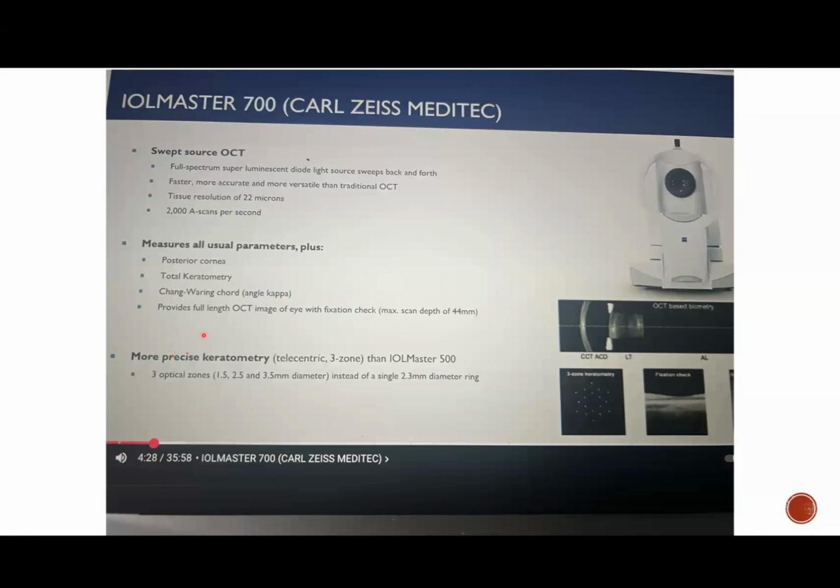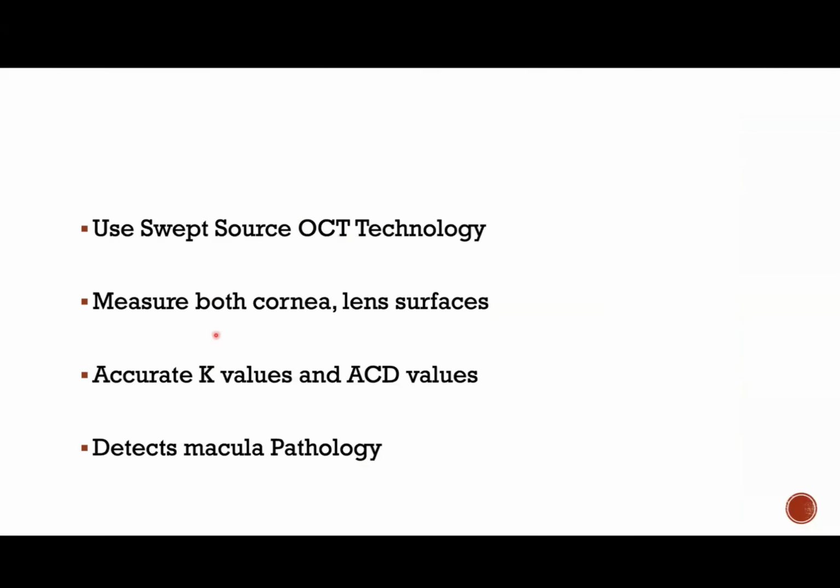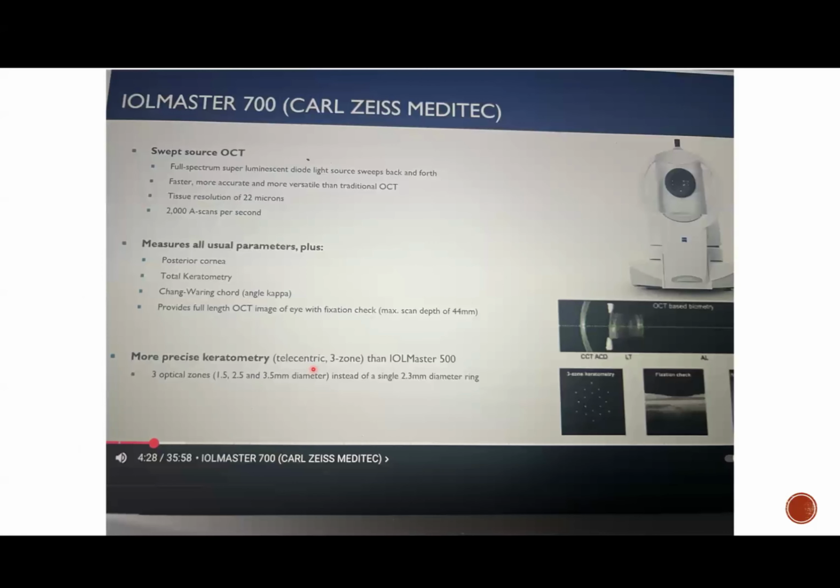And as I said, it gives much more accurate keratometry values than the IOL Master 500, because the IOL Master 500 only uses a single ring, which is 2.3 millimeter diameter. But the IOL Master 700 uses three zones, 1.5, 2.5, and 3.5. There are three ring zones. It will evaluate and ultimately gives us a very accurate keratometry value.